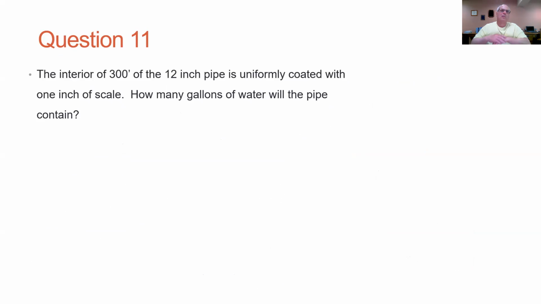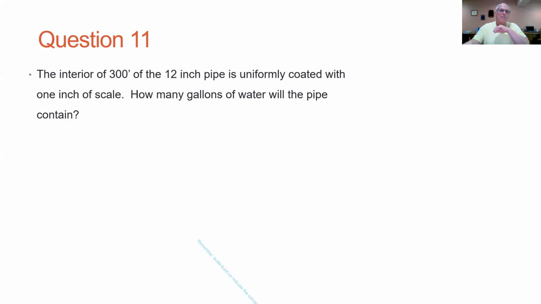This is a tricky one. It shows up on the exams and everybody has trouble with this because they don't quite read the problem correctly. It says the interior of 300 feet of 12-inch pipe is uniformly coated with 1 inch of scale. How many gallons of water will a pipe contain?